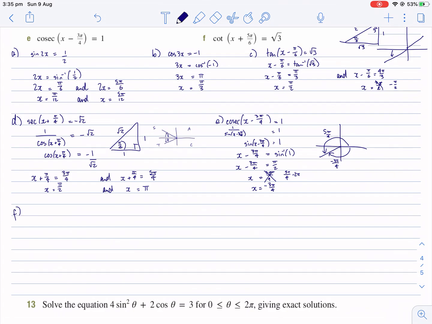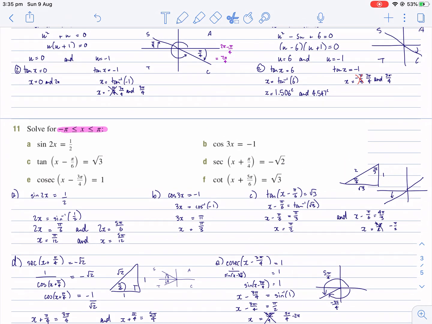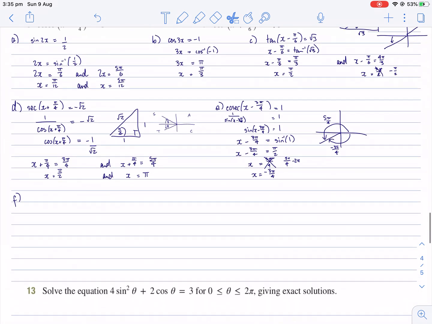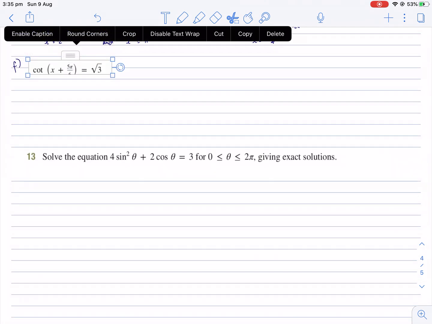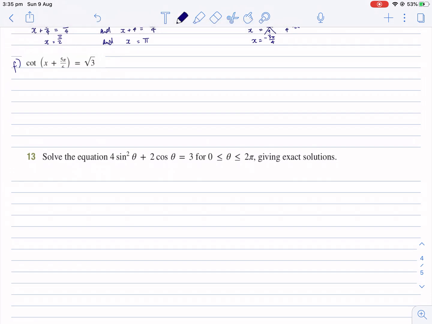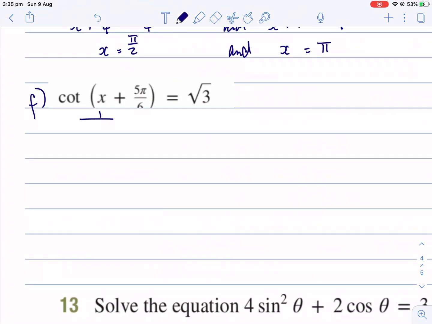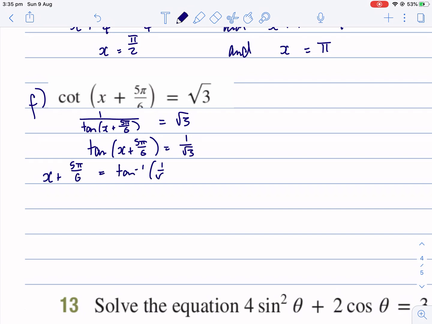Last one, F. I'm going to copy this in. So we've got cot, so we know 1 on tan x plus 5 pi on 6 equals root 3, which means tan, turn them both upside down, 1 on root 3, which means x plus 5 pi on 6 is arctan 1 on root 3.